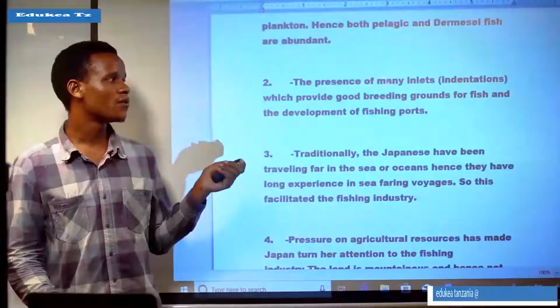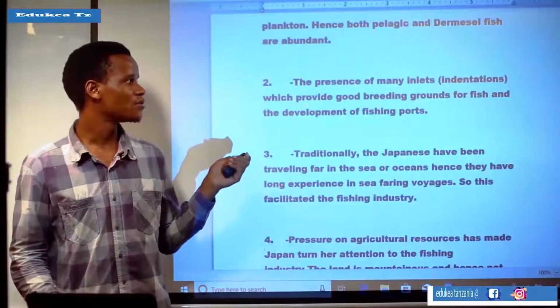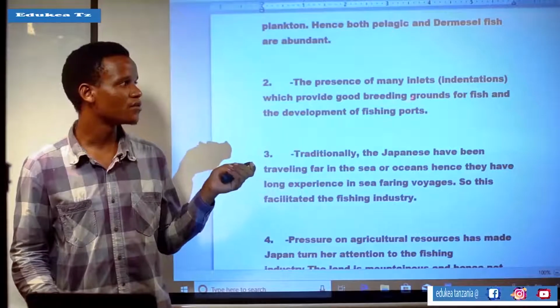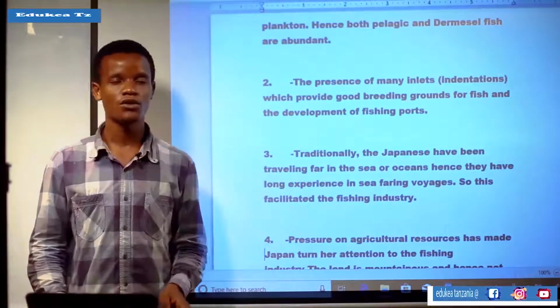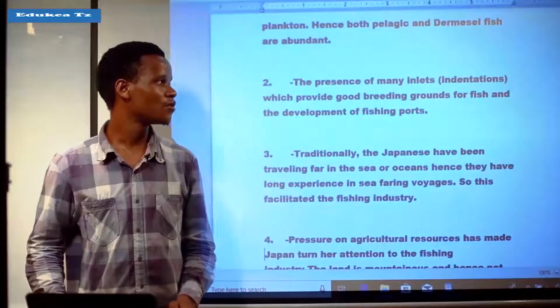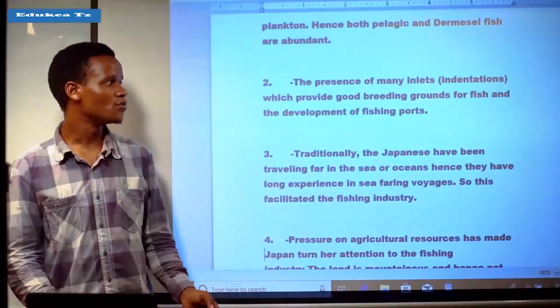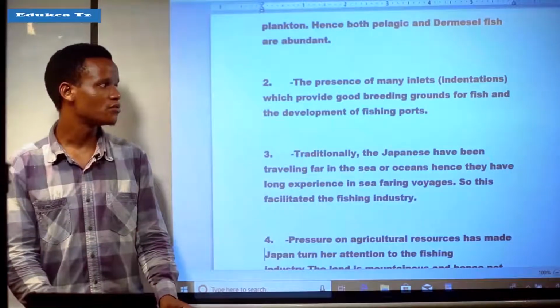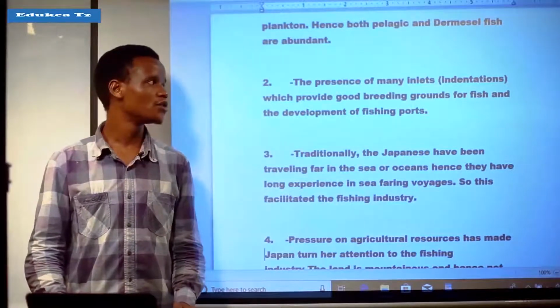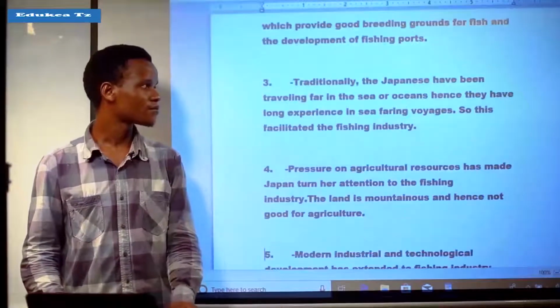Another is the presence of many inlets, that is indentations, which provide a good breeding ground for fish and for the development of fishing ports. The development of fishing ports, made possible by the availability of those many inlets, also contributed much to the development of fishing in Japan.